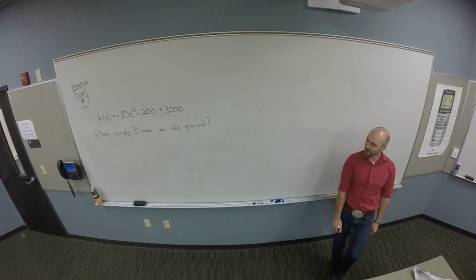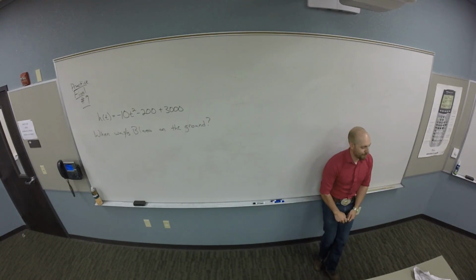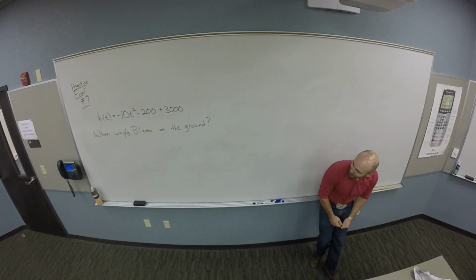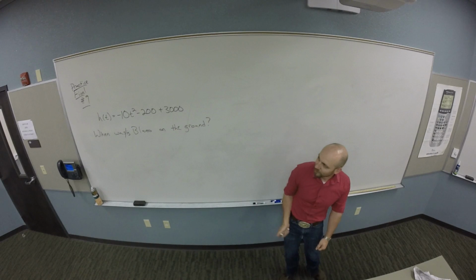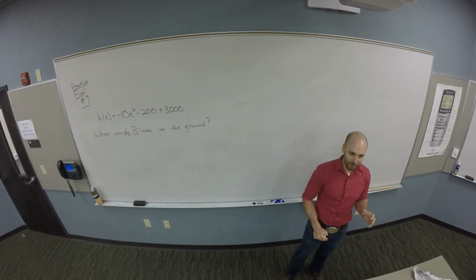So we want to do practice file number 9, which is this thing about Blammo, the human cannonball. So his height is given by this h of t function, minus 10t squared.